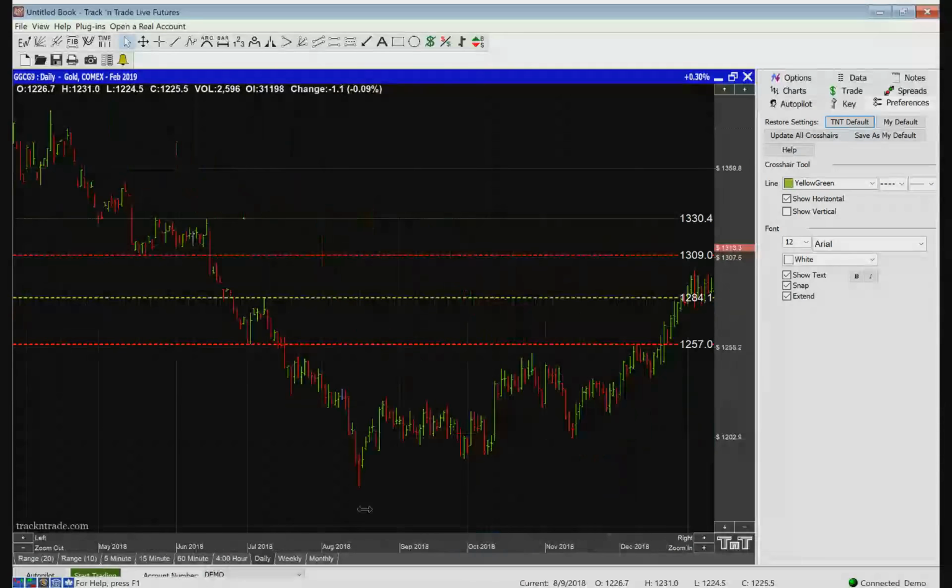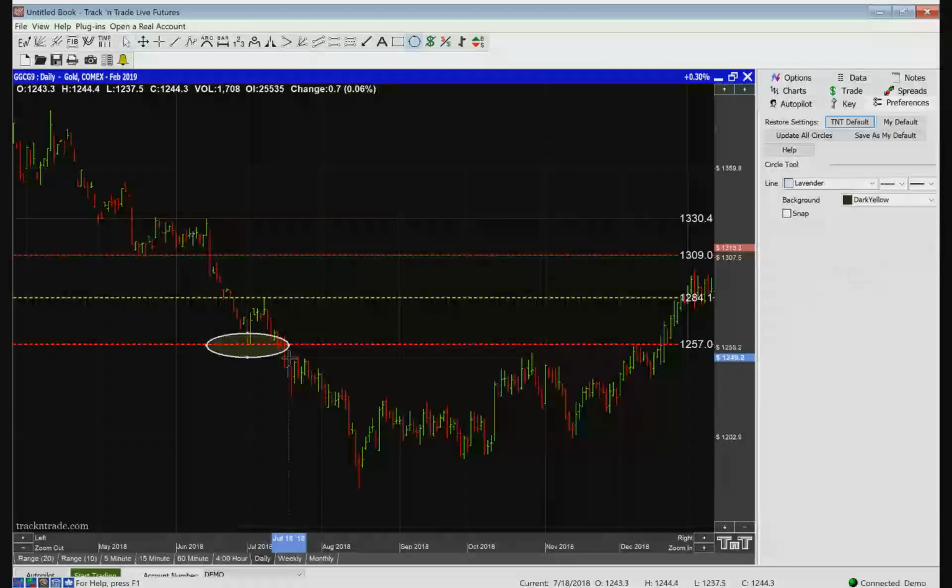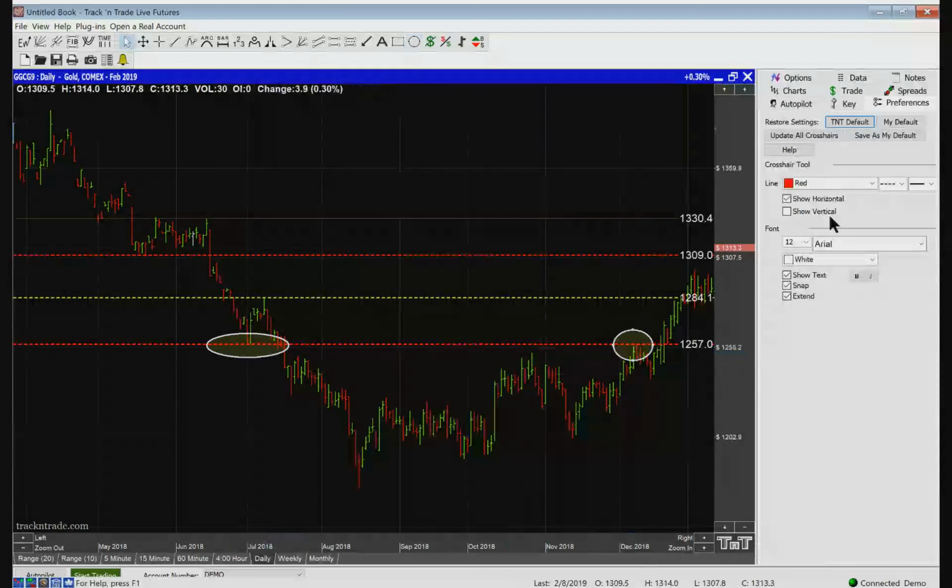Here's support that became resistance here, all right? So that turned that into a common number. Now, when it did, I'd go back over to my preferences and I would change that to a light color, so that it's easy to distinguish it between a support or resistance area.